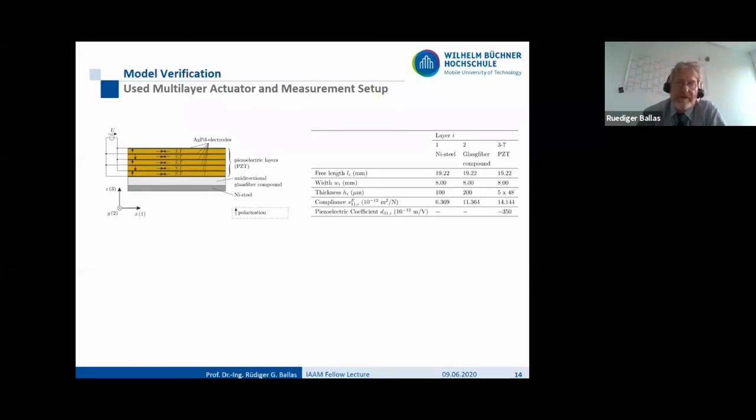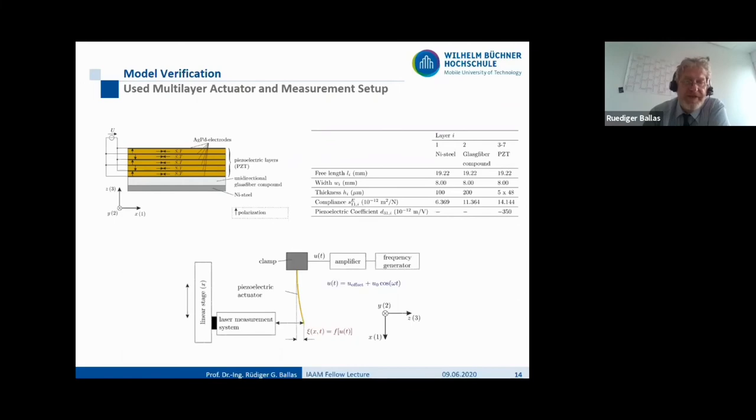And the piezoelectric coefficient, we used a very high efficiency piezoelectric material. That means that the d31 coefficient is very high in this material. And here you see also that behind this project, there is a lot of material development, material science also. And here you see the measurement setup.